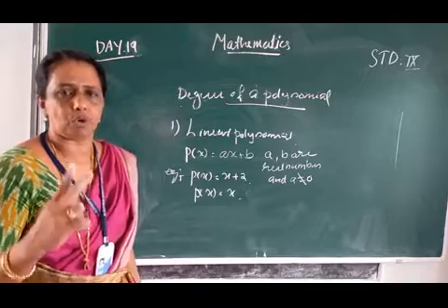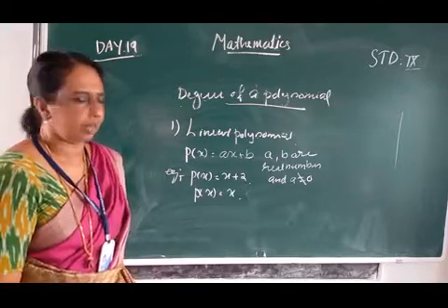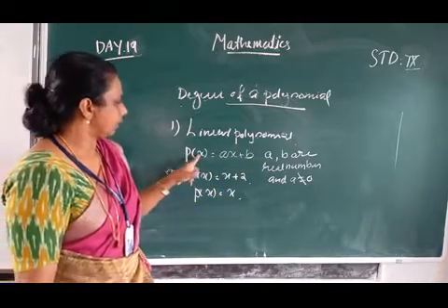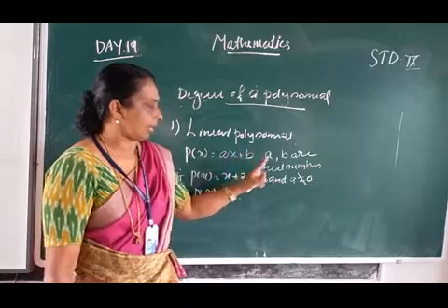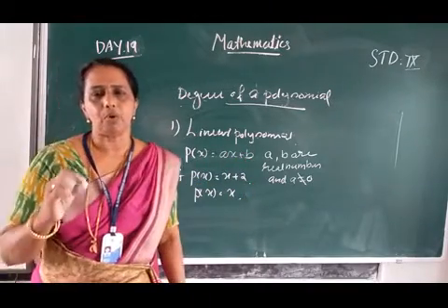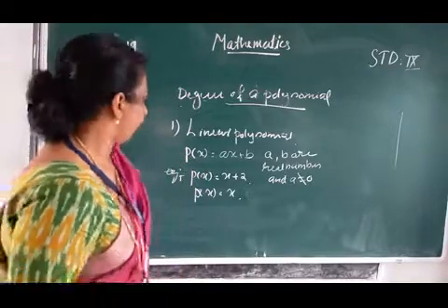A linear polynomial has at most 2 terms. This is the standard form of a linear polynomial: p of x is equal to ax plus b, where a and b are real numbers and a is not equal to 0. A linear polynomial has at most 2 terms.